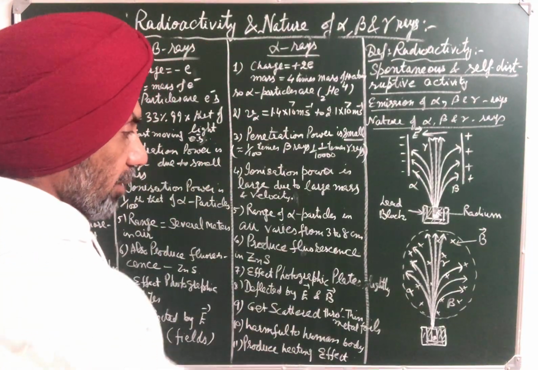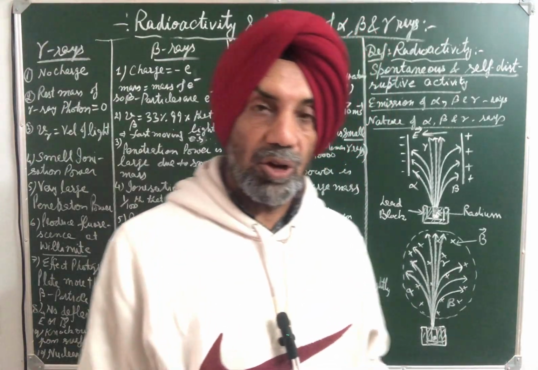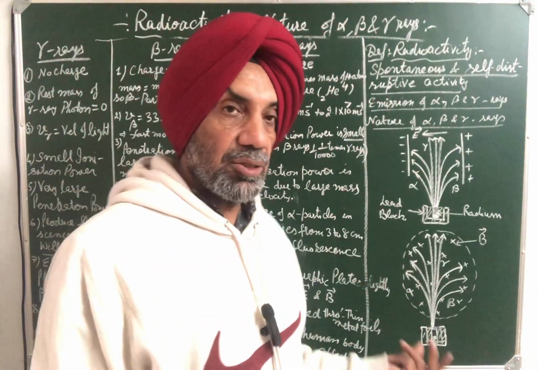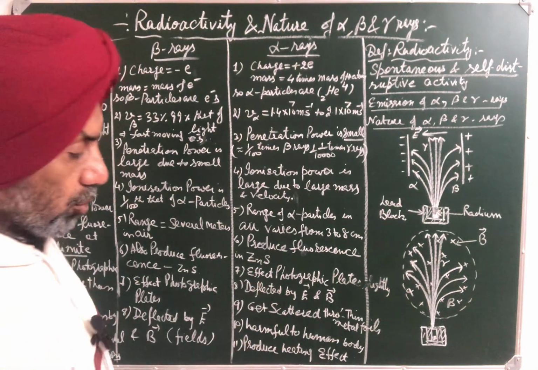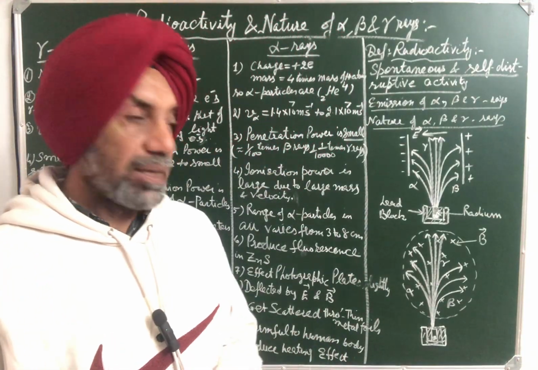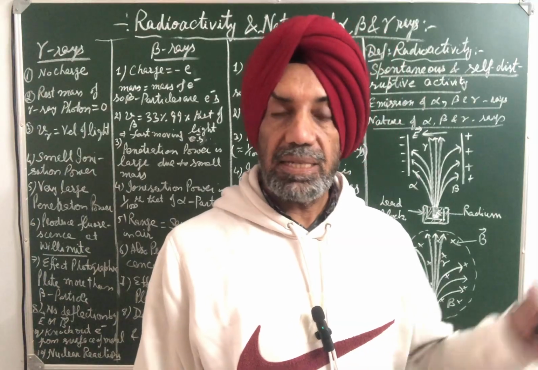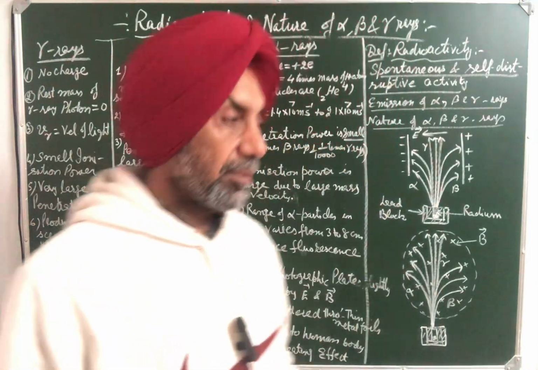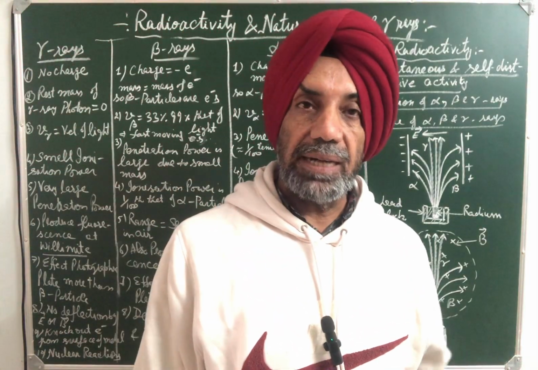They are affected by electric and magnetic fields, as we have seen from this experiment, because they are positively charged particles, so they are deflected by both electric and magnetic fields. They get scattered by thin metal foils, as in the Rutherford scattering experiments. Most of the particles pass undeviated, undeflected, unscattered through very thin foil, and a few of them get deflected at large angles.